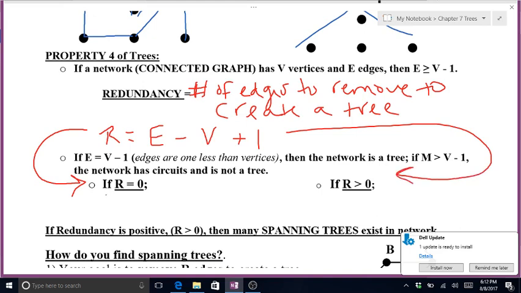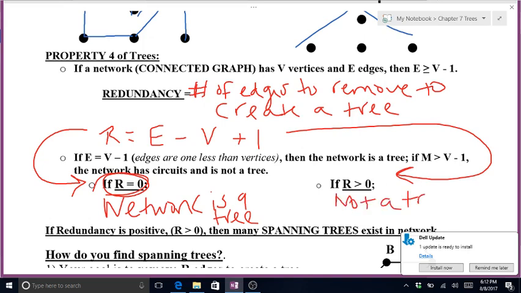Okay. If your redundancy comes out to be a 0, then your network is a tree. If your redundancy comes out to be greater than 0, it is not a tree. And whatever number you get represents how many edges you need to get rid of to create the tree.